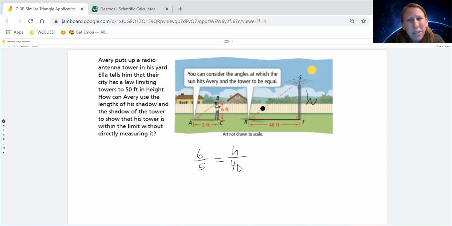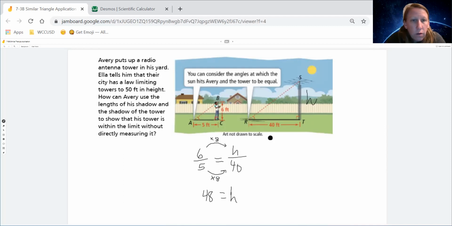All right, so how many times bigger is this triangle? 5 times what gets me to 40? Times 8, right? We basically just did this problem. So this is times 8. And if you want the option, you can go outside and measure some shadows. Okay, that means that H in this problem is 48, because 6 times 8 is 48. That also rhymes. Kind of.